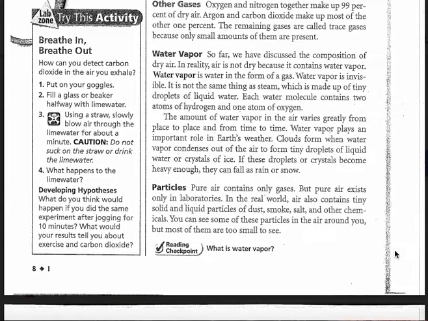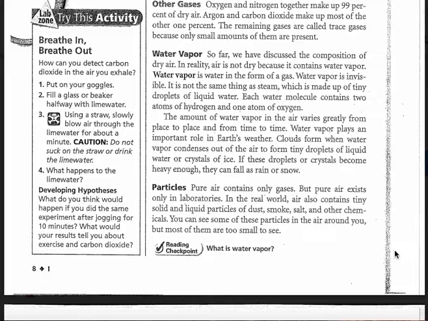So far, we have discussed the composition of dry air. In reality, air is not dry because it contains water vapor. Water vapor is water in the form of a gas. Water vapor is invisible. It is not the same thing as steam, which is made up of tiny droplets of liquid water. Each water molecule contains 2 atoms of hydrogen and 1 atom of oxygen.